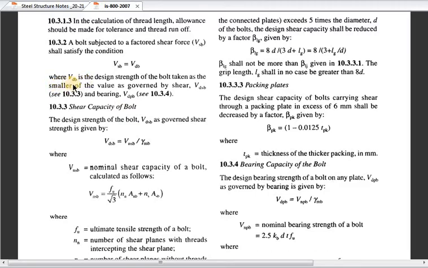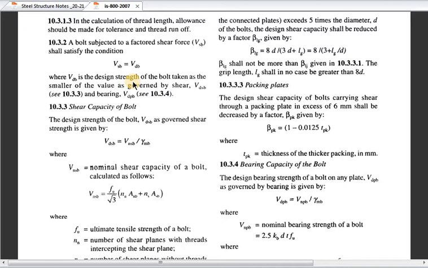That means where VDB is the design strength of the bolt, taken as the smaller of the values of shear and bearing. So out of these two values, the minimum value will be the design strength of the bolt. The minimum value between shear and bearing will be the bolt value, or the design strength of the bolt.